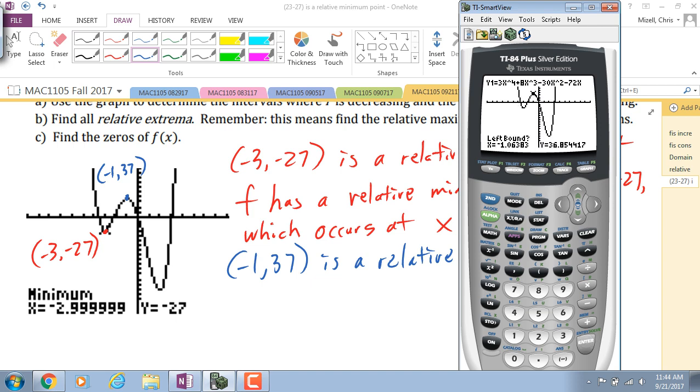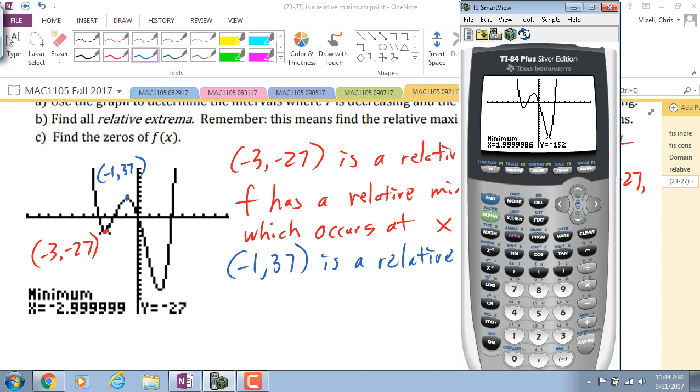Looking for the point right down here at the bottom of this valley that appears to have an x-coordinate of 2. So for left bound, I'm going to choose something a little bit less than 2. I'm going to choose 0. For the right bound, I'm going to choose something a little bit greater than 2. I'm going to choose 3. And for the guess, I'm going to choose 3 again, just because it's convenient.